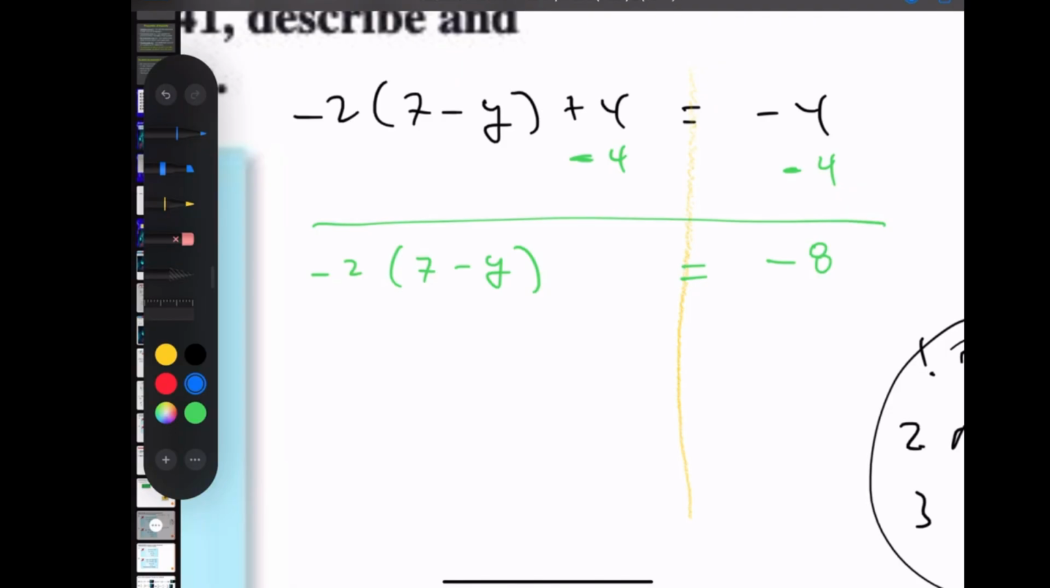Do you guys want me to show you distributing or the easier way? Raise your hand, you want me to distribute. You just want to see it. Okay, we'll distribute. So, -14 times positive 2y. We're okay?